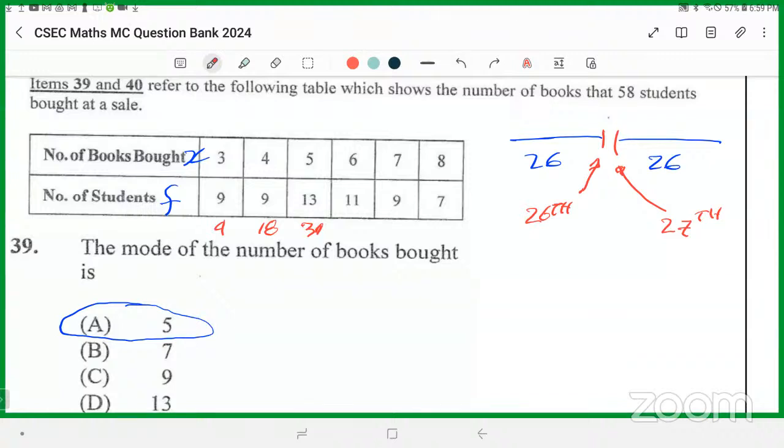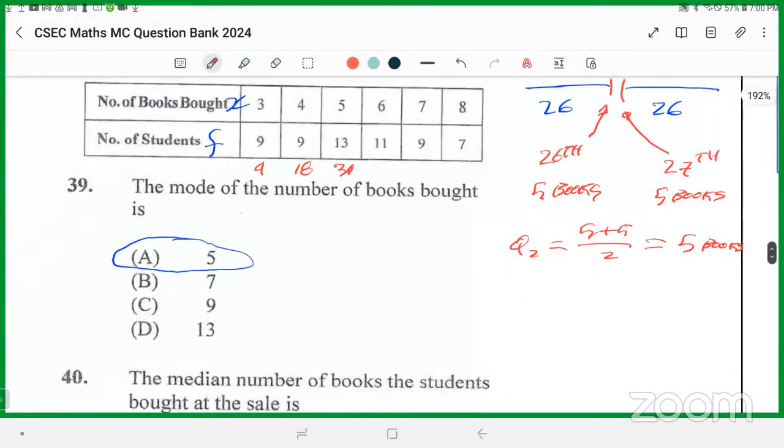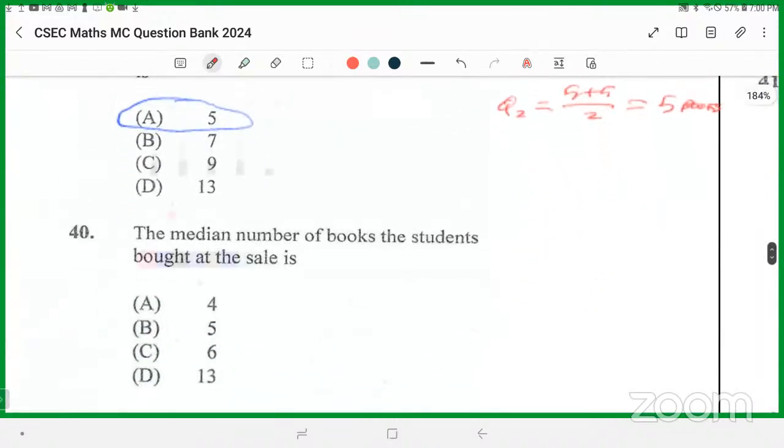So the median is 5 books, right? This person bought 5 books and this person bought 5 books as well. So the median is the average of 5 plus 5 over 2. That's Q2 equals that, which works out to 5 books. So the median number of books bought is also 5, right here.